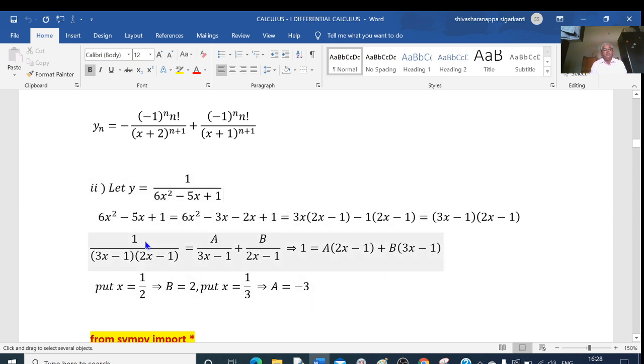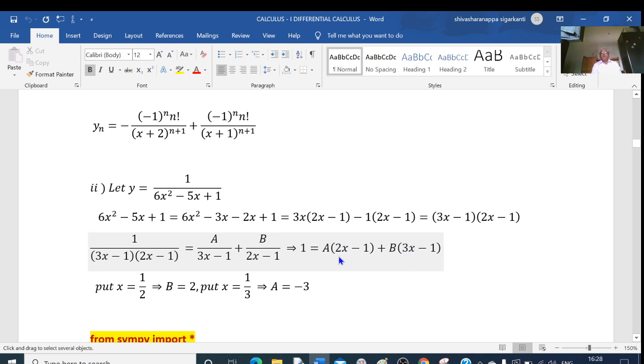This is the factorization of 6x square minus 5x plus 1. Now I will write this 1 by 3x minus 1 into 2x minus 1. I will resolve this into partial fractions. This is a proper fraction. This is equal to, as this is a linear factor, I will write this as a by 3x minus 1 plus, this is also a linear factor, we write this as b by 2x minus 1. Now multiplying this equation throughout by 3x minus 1 into 2x minus 1. Left hand side is 1 equal to right hand side is a into 2x minus 1 plus b into 3x minus 1. To find the values of a and b, I have to make this bracket 0 and I have to make this bracket 0.